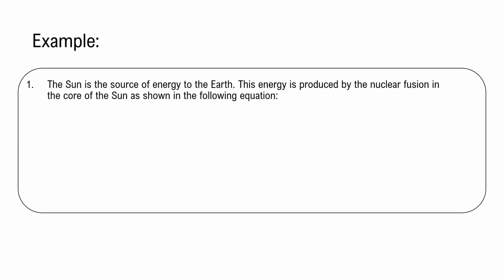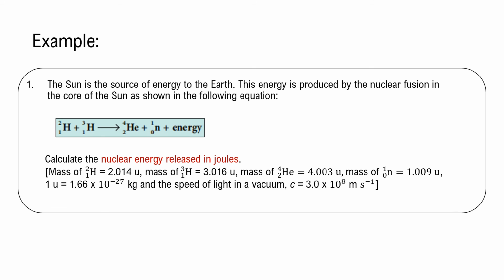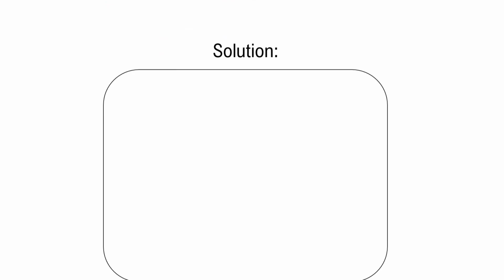Let's see the example here. The sun is the source of energy to the earth. This energy is produced by the nuclear fusion in the core of the sun as shown in the following equation. Calculate the nuclear energy release in joules. And some information is given here. And the solution is shown as below.